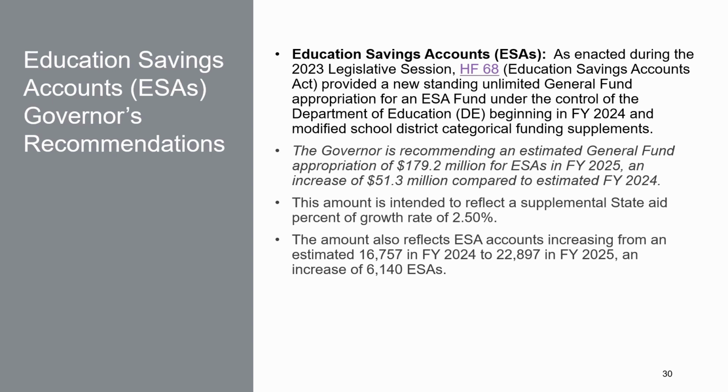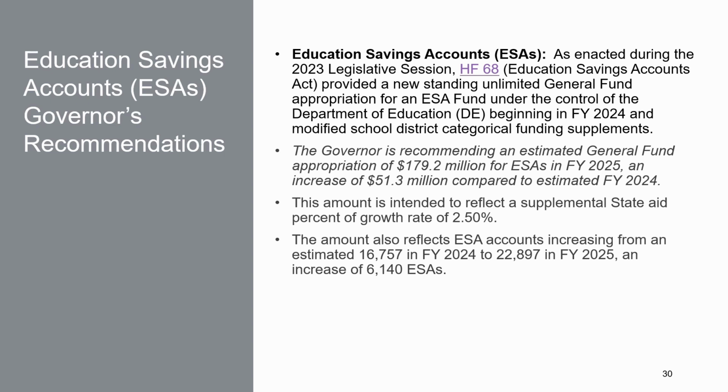Page 30, Education Savings Accounts, ESAs. As enacted during the 2023 legislative session, House File 68, Education Savings Accounts Act, provided a new standing unlimited general fund appropriation for an ESA fund under the control of the Department of Education, beginning in fiscal year 2024 in modified school district categorical funding supplements. The governor is recommending an estimated general fund appropriation of $179.2 million for ESAs in fiscal year 2025, an increase of $51.3 million compared to estimated 2024.